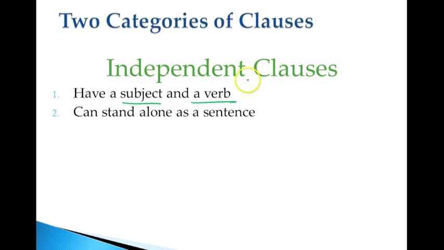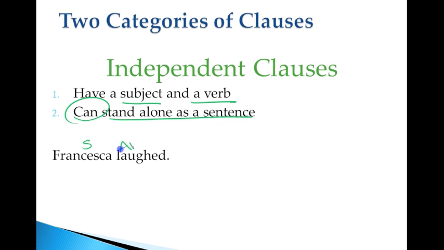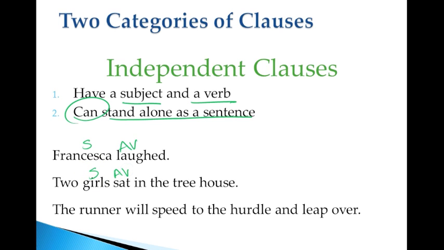The key thing about an independent clause is that it can stand alone as a sentence. Francesca laughed. You can see the subject and the verb. Two girls sat in the tree house. The runner will speed to the hurdle and leap over. In this case, we have a compound predicate, two verbs, but it's one subject-verb pairing. All right, so these stand alone as sentences.